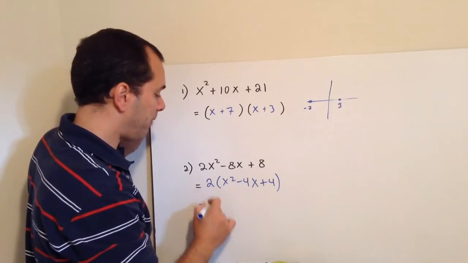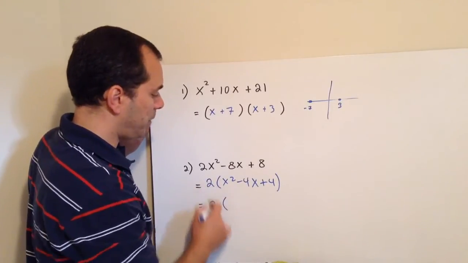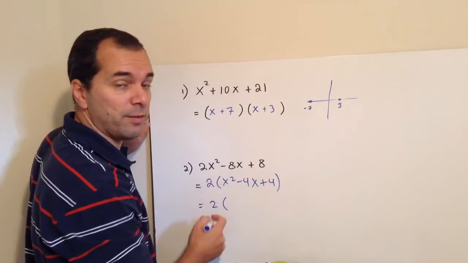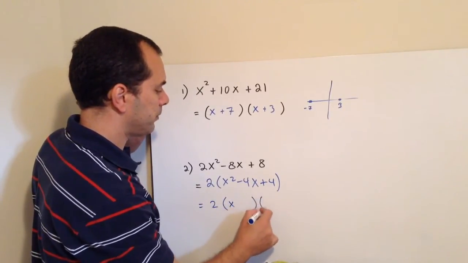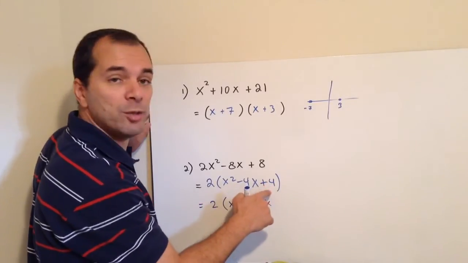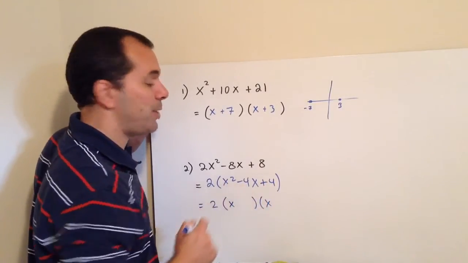So I cannot forget that too. That's very important. That's going to be the shape of our graph, right? So this is a vertical stretch. And then I need two numbers that multiply to positive 4 and add up to negative 4.